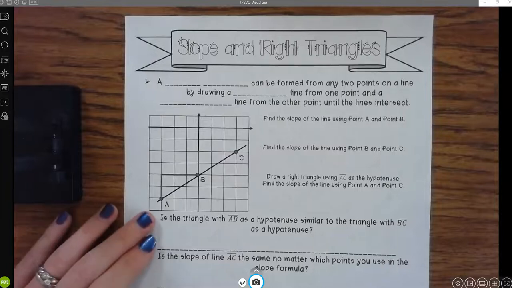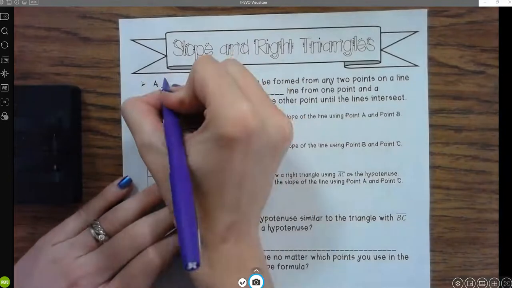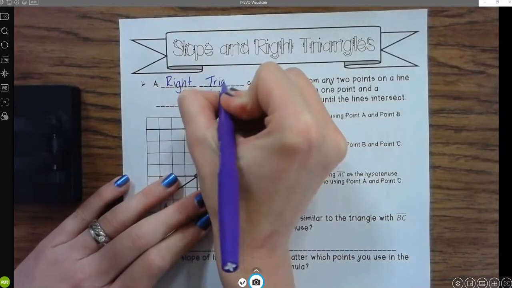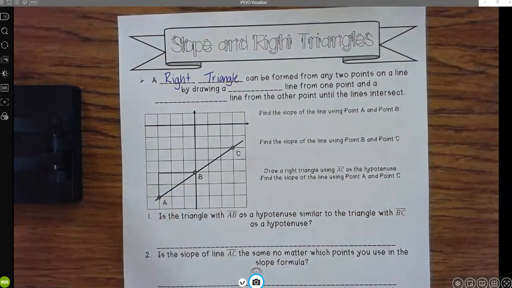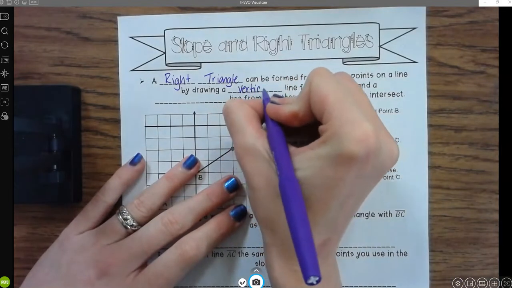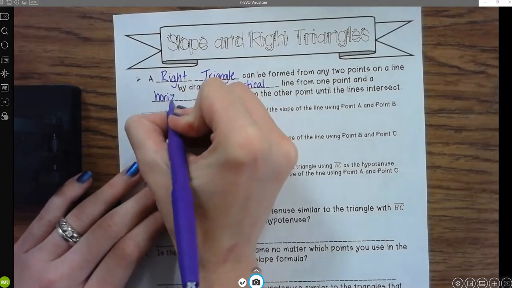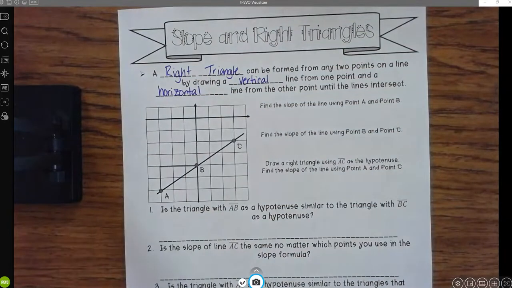This video is for the slope and right triangles notes handout. So a right triangle can be formed from any 2 points on a line by drawing a vertical line from one point and a horizontal line from the other point until the lines intersect.